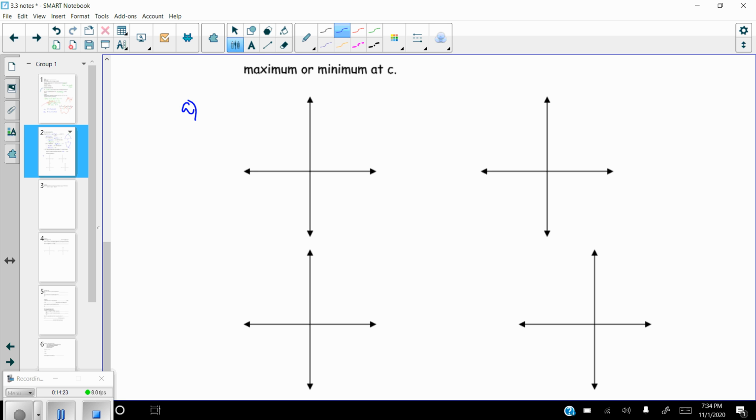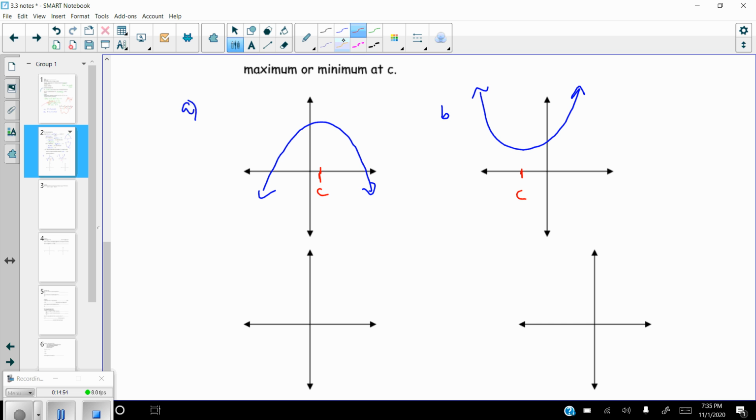A was the case where we had a positive slope to a negative slope. So at some value C, right here, you're going to have a local maximum at the top. Letter B was where we had a negative slope to a positive slope. And then at this value right here, C, you would have a local minimum because it went from down to up.